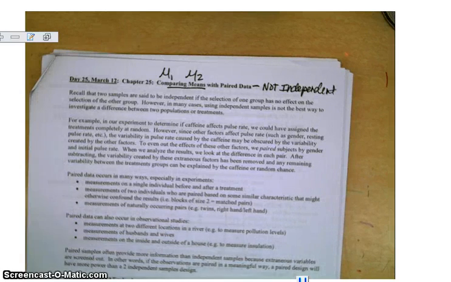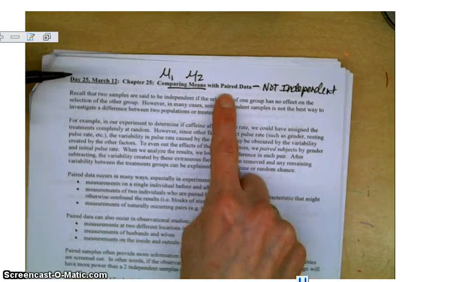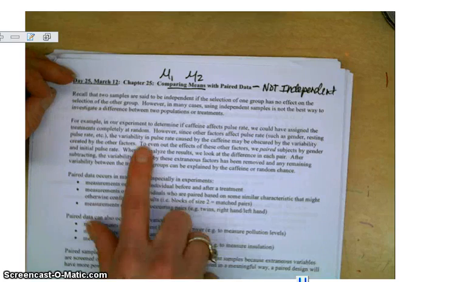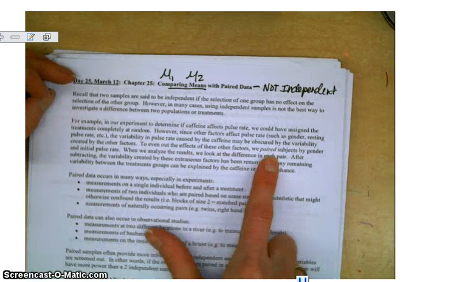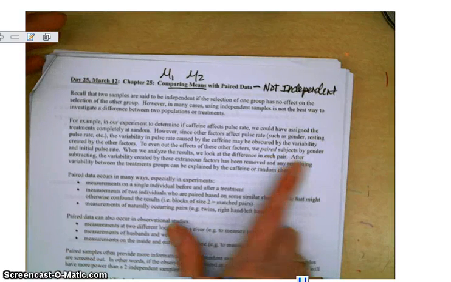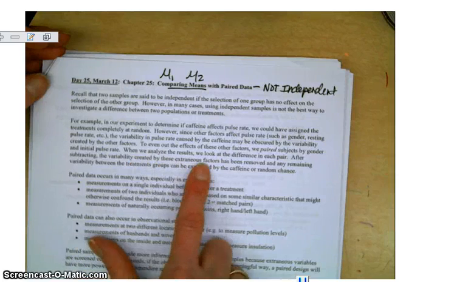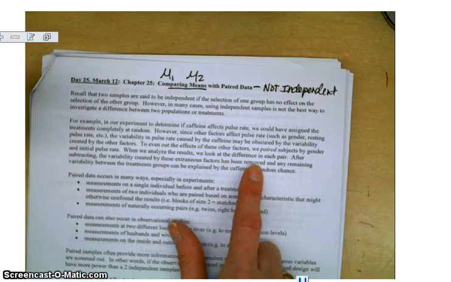We should have maybe paired people up who had similar resting heart rates and then gave one caffeine and one not. That would have been a good study to do data pairing, okay? To even out the effects of these other factors, we didn't pair the subjects, but we could have paired the subjects by gender and initial pulse rate. So then when we analyze the results, we look at the difference in each pair.